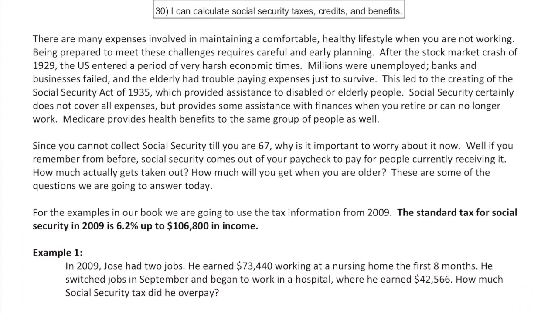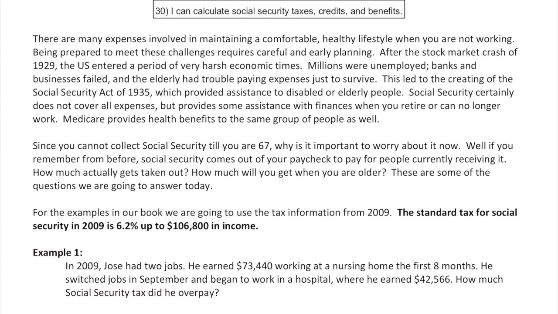When the Depression happened, they lost all their money in the banks. They really struggled to pay expenses and survive. And so FDR created the Social Security Act of 1935 to help provide assistance for disabled or elderly people, so that when they get older, they have a government guarantee that there'll be money available to them to supplement their income. Now, it is not by any means a living that they give you. You can't live off of Social Security. It's just to supplement your income.